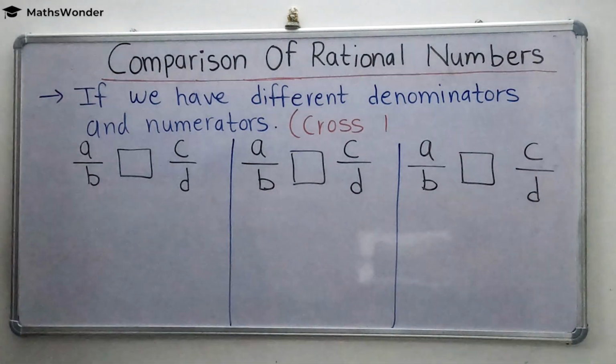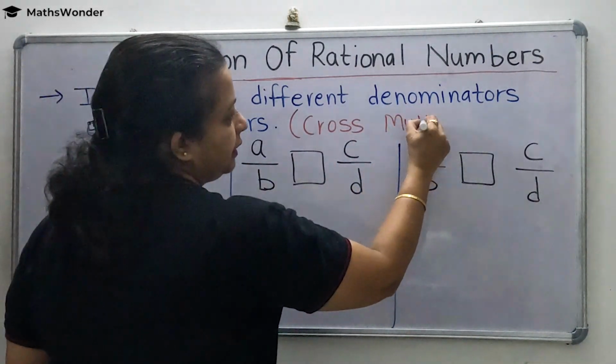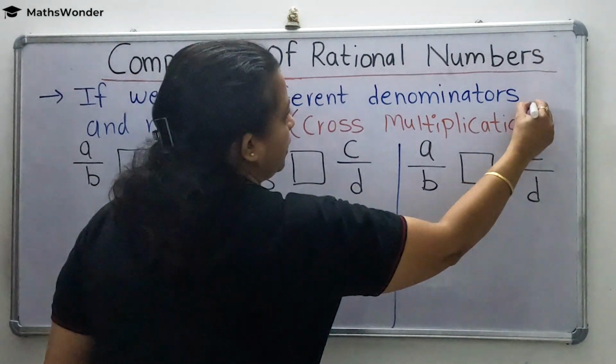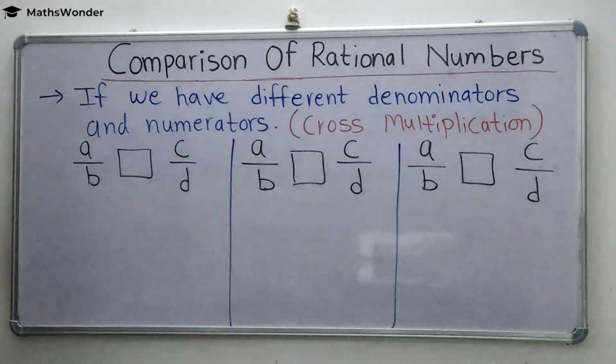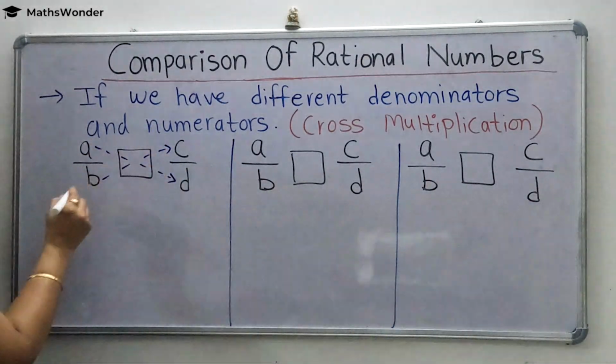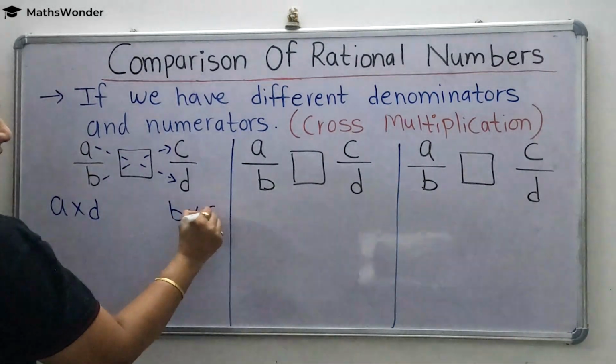Do you know the cross multiplication method? We have done it in fractions, remember? The cross product. How will you do that? This you will multiply with this, and this you will multiply with this. So A you will multiply with D and B you will multiply with C.